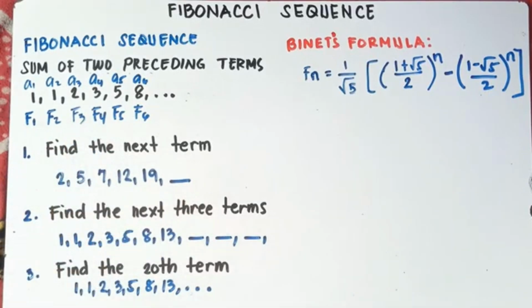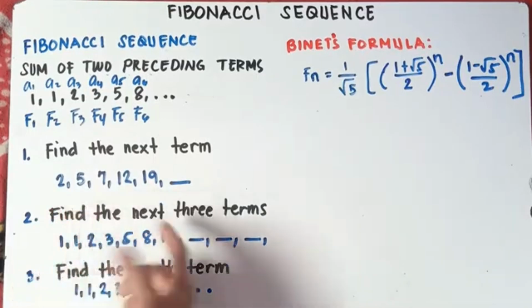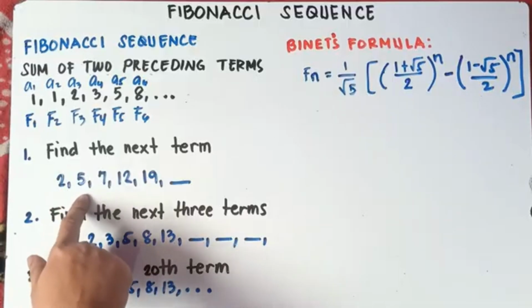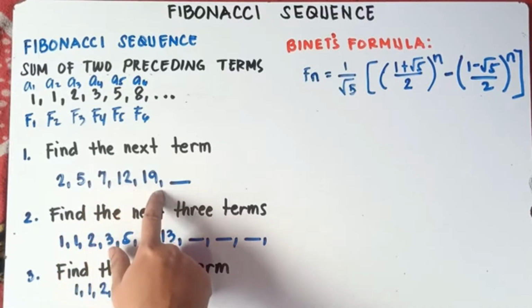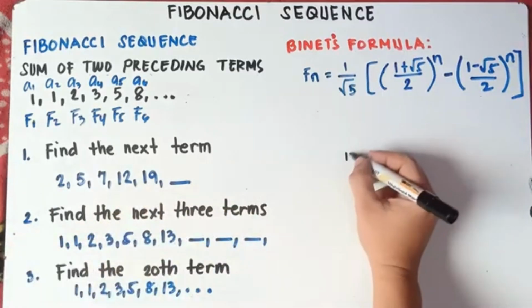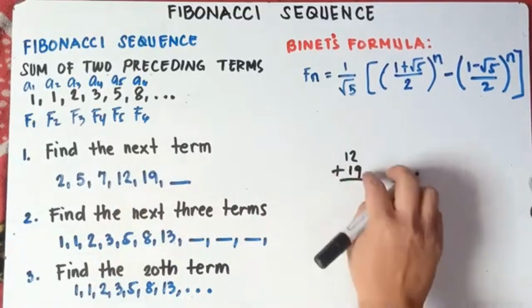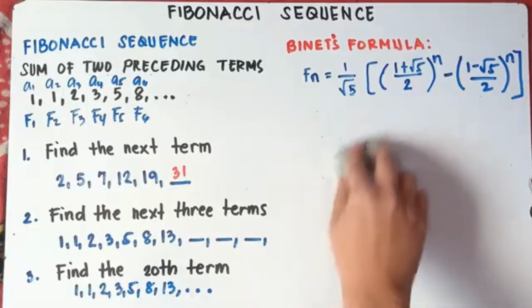So let's try to solve this one, class. Number 1, find the next term. You are told to find the next term, so what will it be, class? If this sequence is Fibonacci, let's try to add. 2 plus 5 is 7. 5 plus 7 is 12. 7 plus 12 is 19. So what will be the next term, class? We add 12 and 19. 12 plus 19 is 31. So the answer for this one is 31. Easy, right? For Fibonacci.